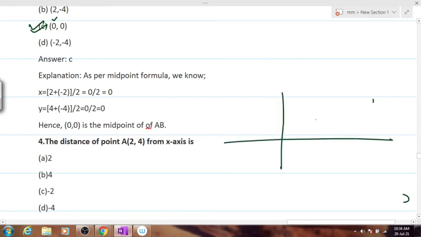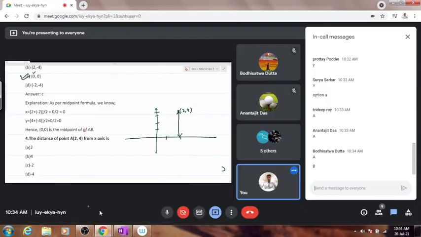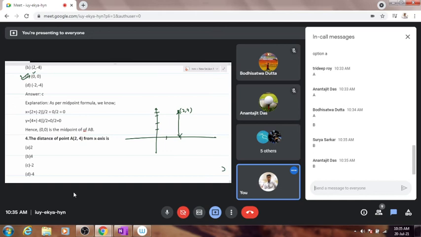Should I draw this point? 1, 2. 1, 2, 3, 4. Clear. Will the point lie somewhere around here? Just tell me yes or no. Can you tell me the distance of this point from x-axis? Yes, Bodhisattva, now you're changing it to B. Surya also changes it to B. Anandajit also changes it to B.